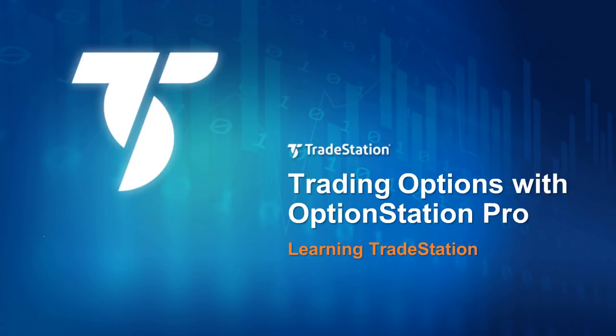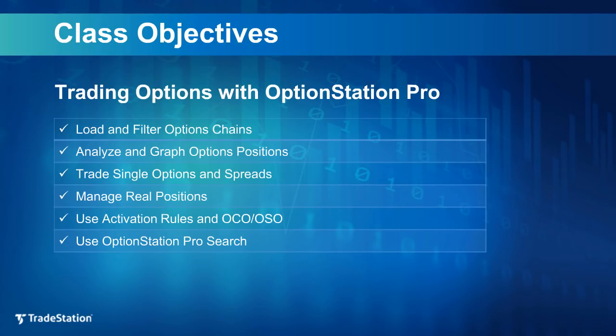Welcome to this class. The topic of today's Learning TradeStation is trading options with OptionStation Pro. In today's class, these are our objectives. Of course, the title is Trading Options with OptionStation Pro. We're going to teach you how to load and filter option chains, how to analyze and graph options positions, how we can trade single options and spreads, how to manage real positions, how to use activation rules and OCO, OSO orders for options, and then we'll finish off with using the OptionStation Pro Search.